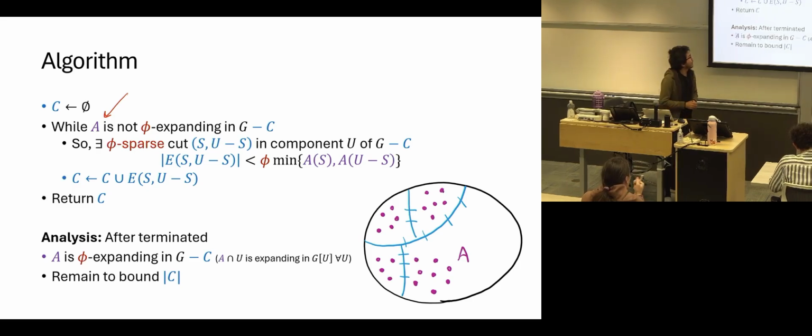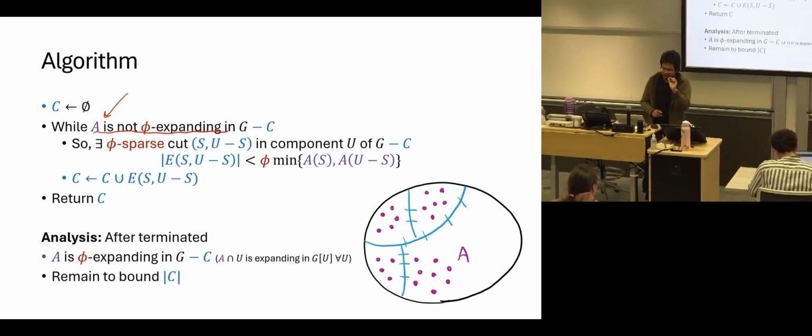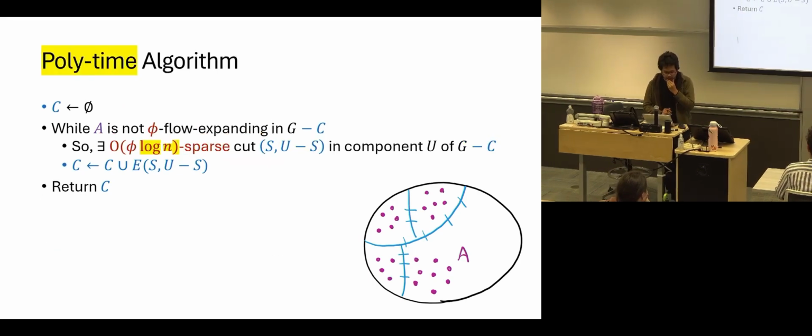However, this is easy to understand and nice. The only issue is that to check if A is expanding or not is an NP-hard problem. So this is not a fast algorithm. But I want to claim that just by changing 1 bit in this algorithm, we already know how to make it polynomial time. And here is the algorithm.